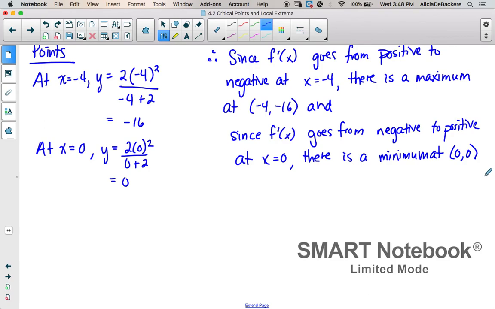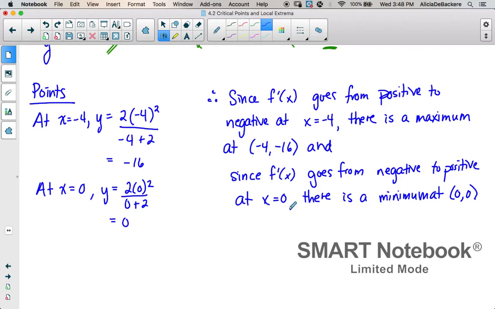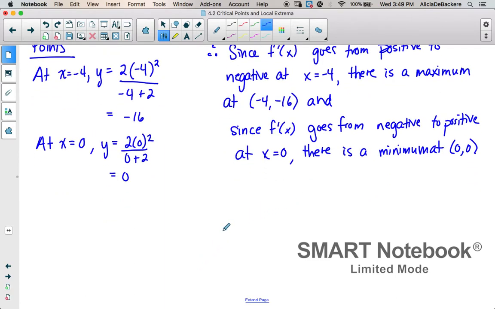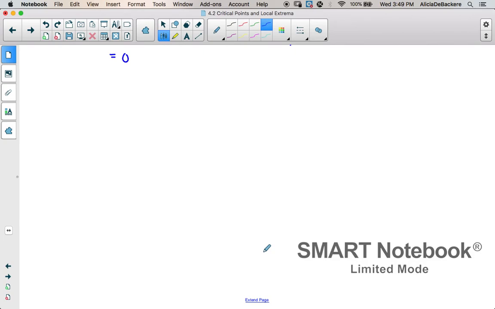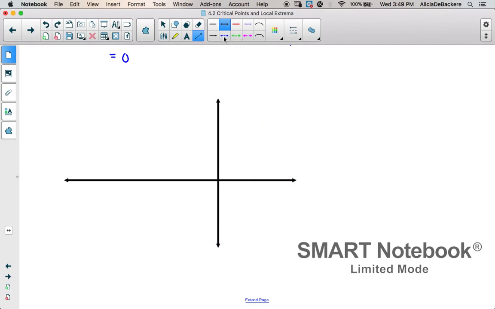Okay, this one did not ask me for a sketch, but you could type this original equation into Desmos if you'd like and take a look. It looks something like, I'll just do a quick sketch so that you have a good grasp of this one. Remember that the original function does not exist at -2. It's a vertical asymptote there. I know that there's a point at 0, 0 and a point at -4, -16.